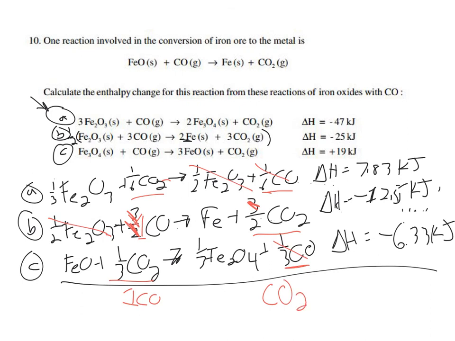And then I've got 1/3, and this should have been Fe3O4. That's what was going wrong here. 1/3 Fe3O4 and 1/3 Fe3O4 cancel, which leaves me on this side with FeO plus CO yields Fe plus CO2, and it leaves me with an enthalpy change of negative 11 kilojoules.